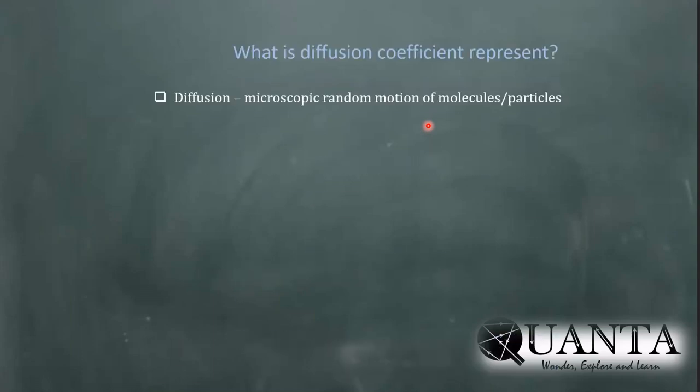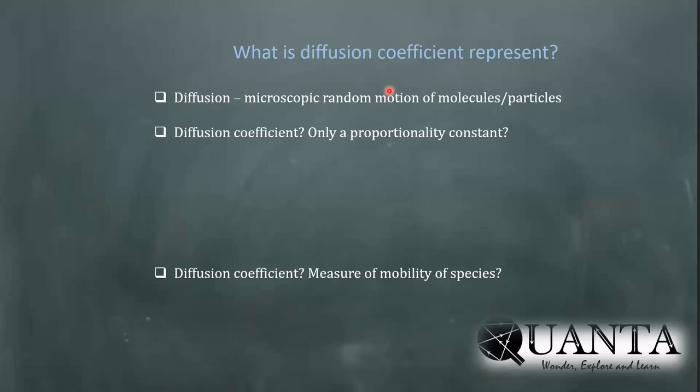Is the diffusion coefficient only a proportionality constant? Is that all there is to it? The diffusion coefficient actually represents the random motion of molecules or particles. It's not indeed only a proportionality constant.